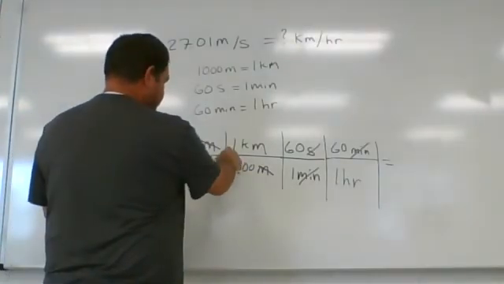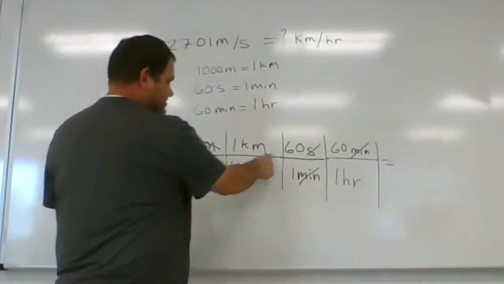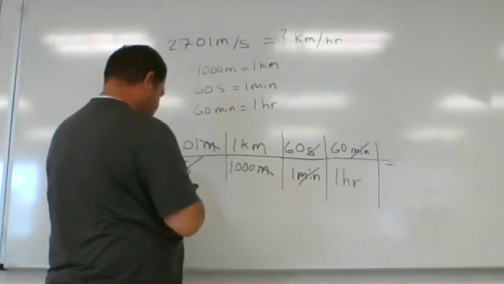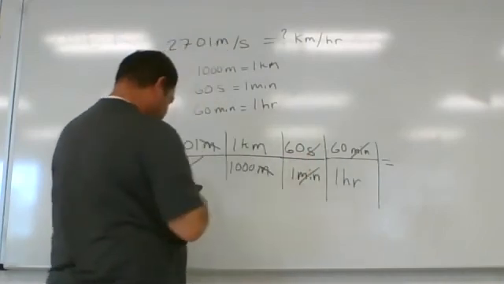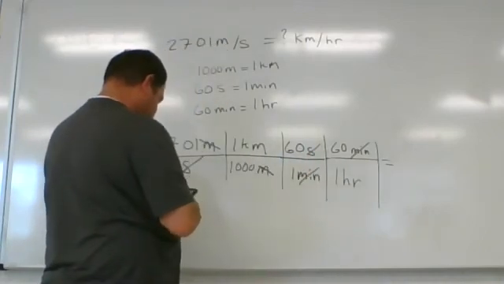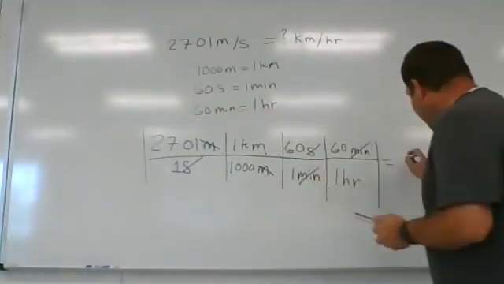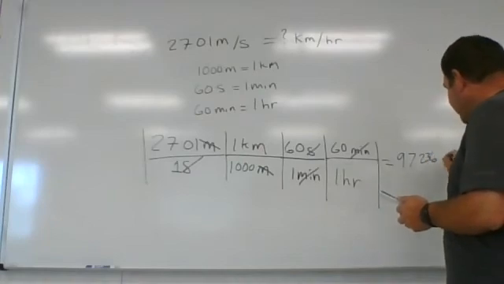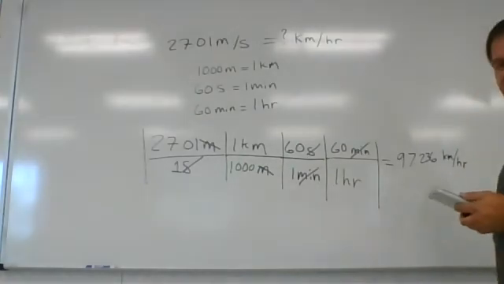Okay, because I'm multiplying by 1, so times 1, divide by 1,000, then take that answer and multiply it by 60. Then divide by 1, take that answer and multiply by 60 again, and then divide by 1. So once I do that, my answer becomes 97.236 kilometers per hour, okay?